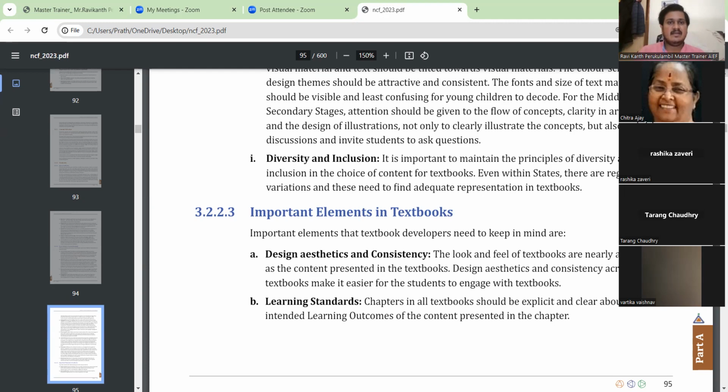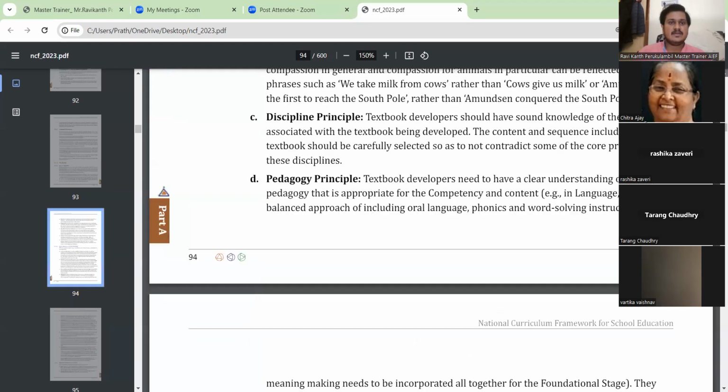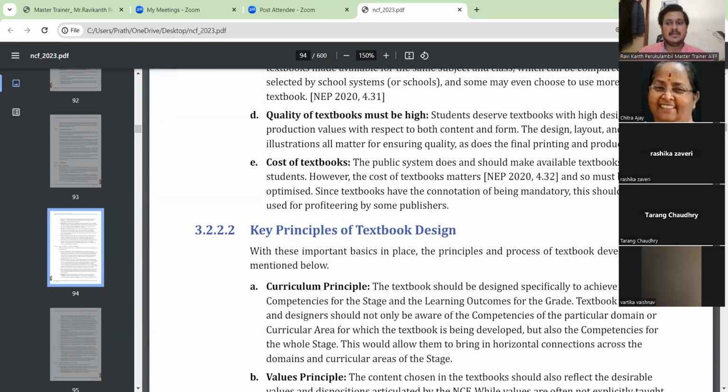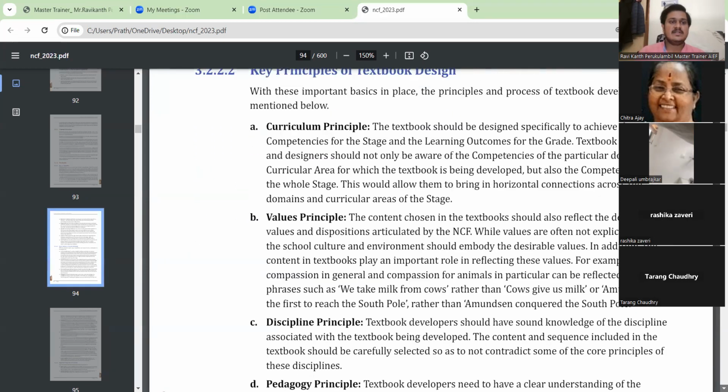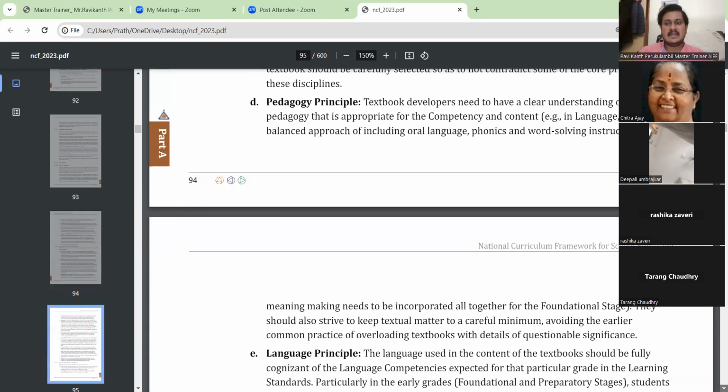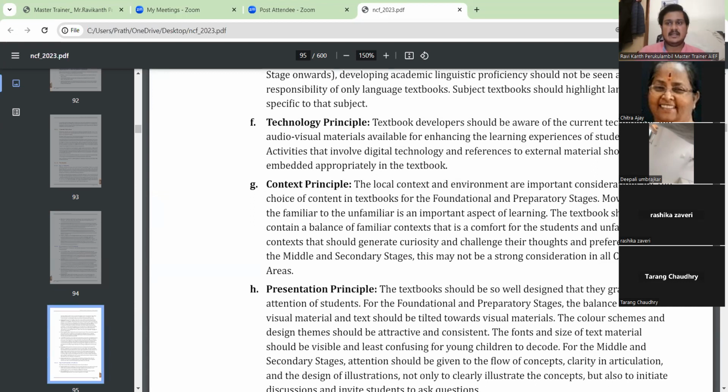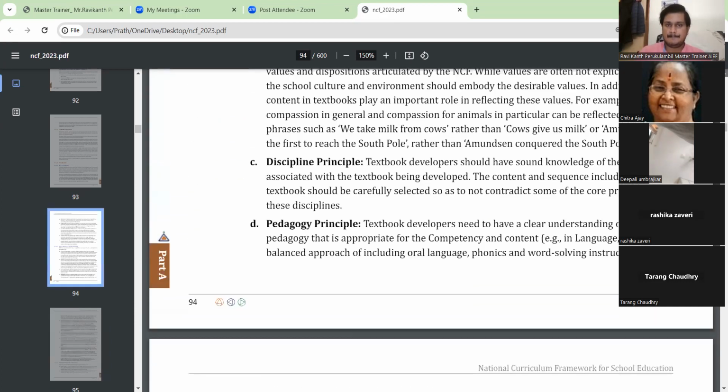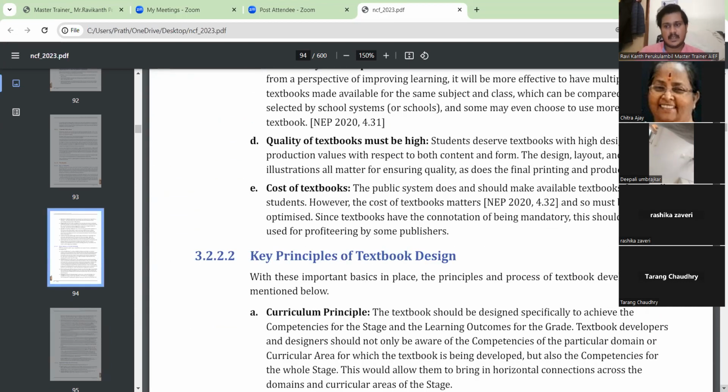So hope I was clear with these principles of textbooks. Key principles of textbook designing. Any doubts? Chitra ma'am, was I clear? Is there any repetition needed or is there anything that I left out? No, sir, it was clear.